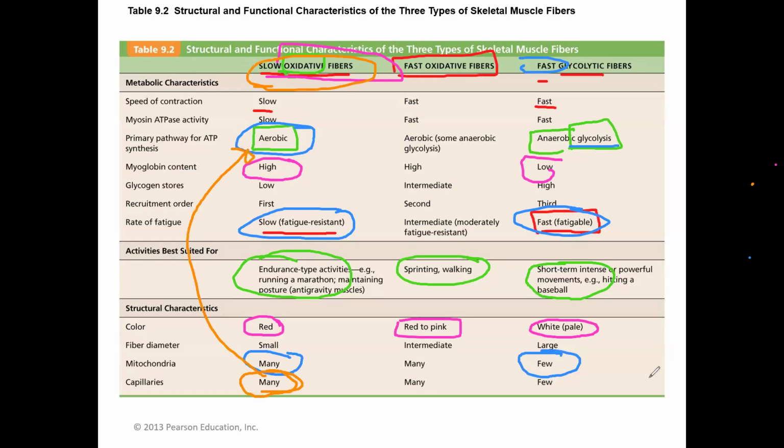The fast glycolytic, well, they don't have that many mitochondria, okay? So they have few. And actually, I should have done this backwards here. But anyway, they have few mitochondria. And because they have few mitochondria, they don't make abundant amounts of ATP. So they're going to get tired quickly.